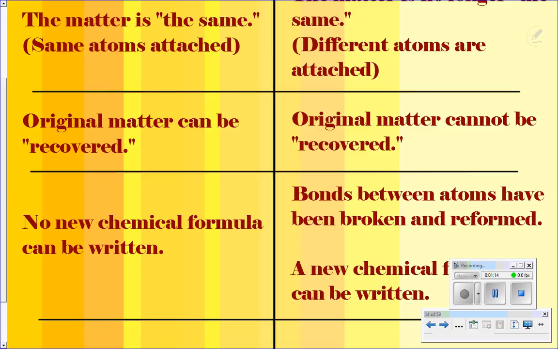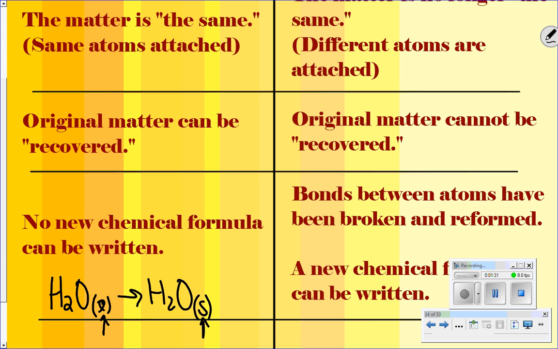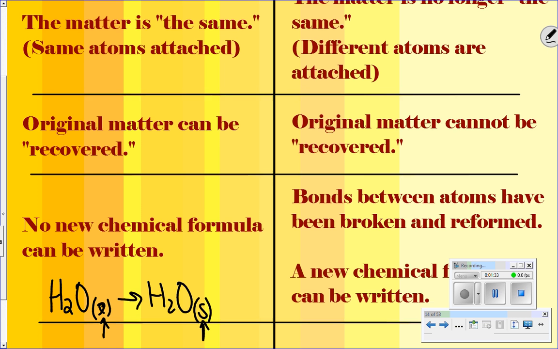So in the example that I've been talking about, if we take liquid water and we freeze it, that's all we're doing. We didn't write an actual different chemical formula. We started with liquid water, so I have a little L indicated here, and we changed it to a solid, but it's still H2O in both cases.